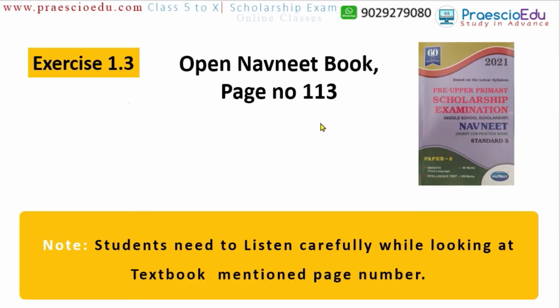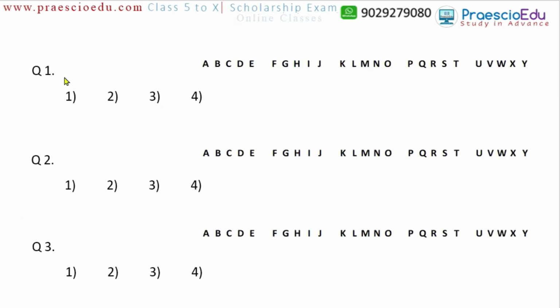Please open page number 113 and listen carefully. Question number 1: in the alphabet, which is the letter at the 11th place to the right of the letter H? From the letter H towards the right, 1 2 3 4 5 6 7 8 9 10, and this 11th, so the letter S comes. And S is in option number 2.